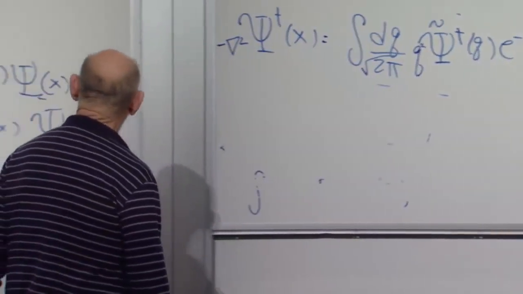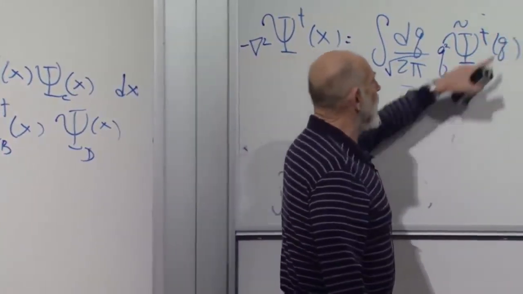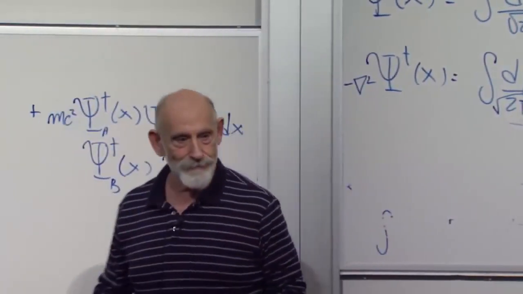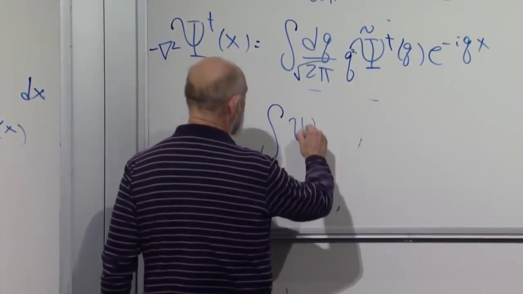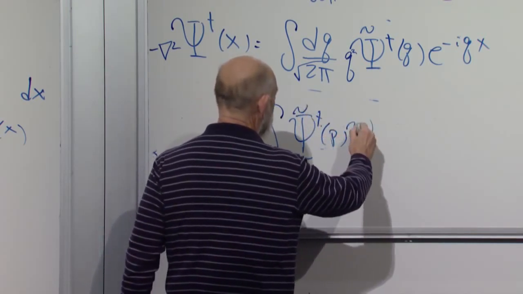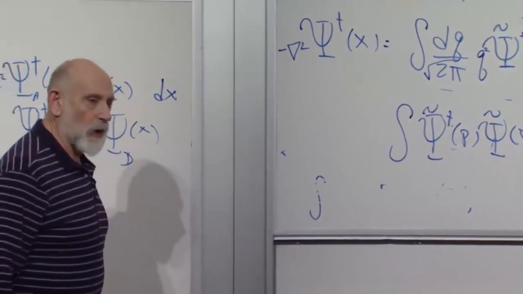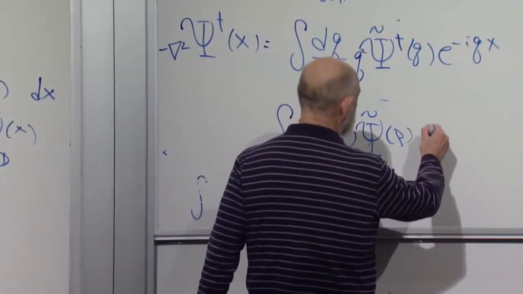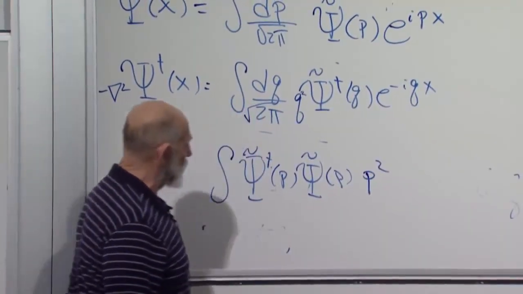Okay, so what's the upshot? The upshot is the same kind of expression that we had before. Again, you get to integrate e to the i(p minus q)x. It's again going to give you our momentum conservation. But instead of just having the integral of psi dagger twiddle of p times psi twiddle of p, which just counted the total number of particles of each momentum and added them up, there's another factor of p squared. It's this thing here, which when you use the delta function just gives you p squared.